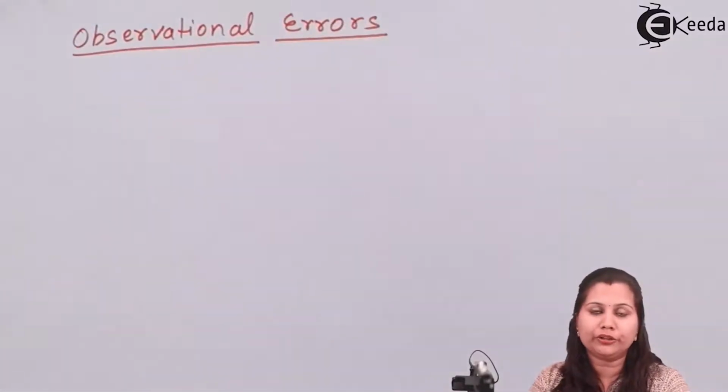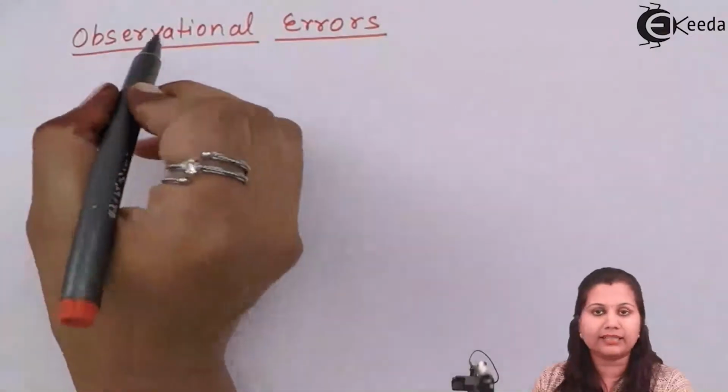Observational errors occur due to the wrong observations or readings which are taken from the instrument by the observer. When the observer is taking the readings, if he makes any mistake at the time of recording the reading, that will cause an error.